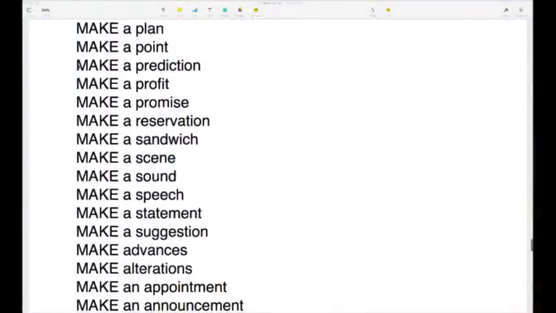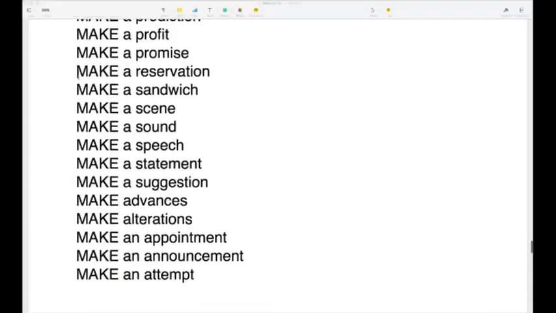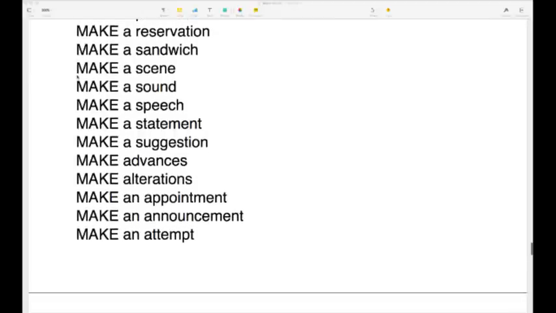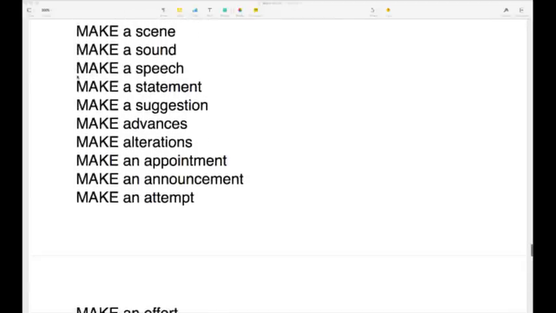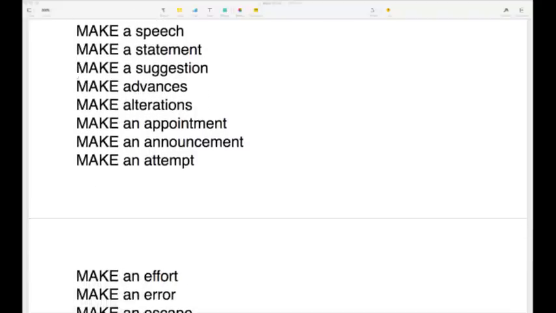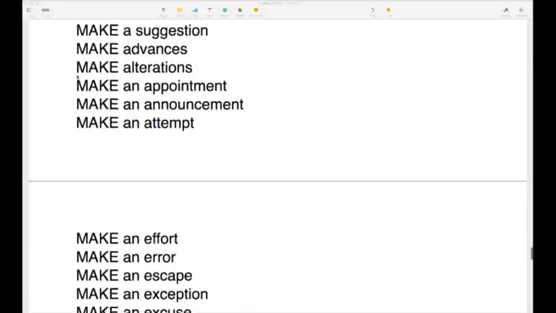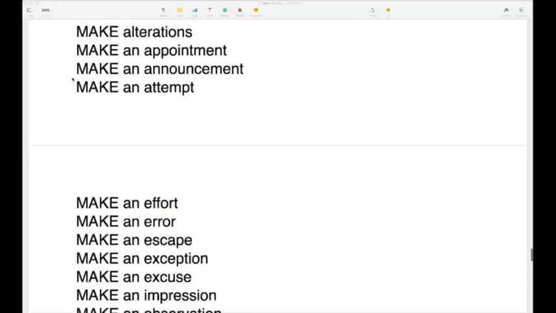Make a plan. Make a point. Make a prediction. Make a profit. Make a promise. Make a reservation. Make a sandwich. Make a scene. Make a sound. Make a speech. Make a statement. Make a suggestion. Make advances, that means to progress or to try to move things forward. Make alterations, to change something.